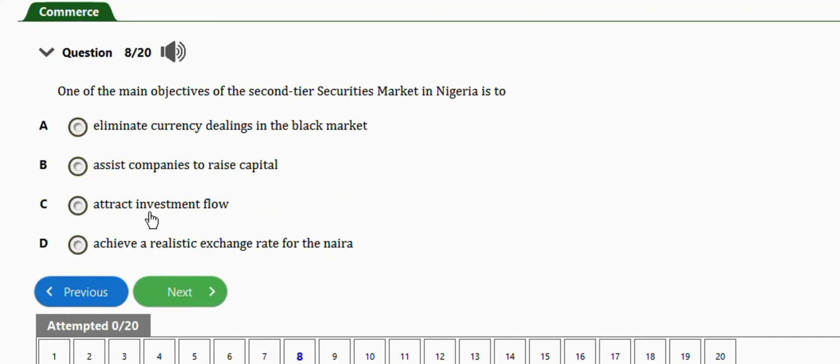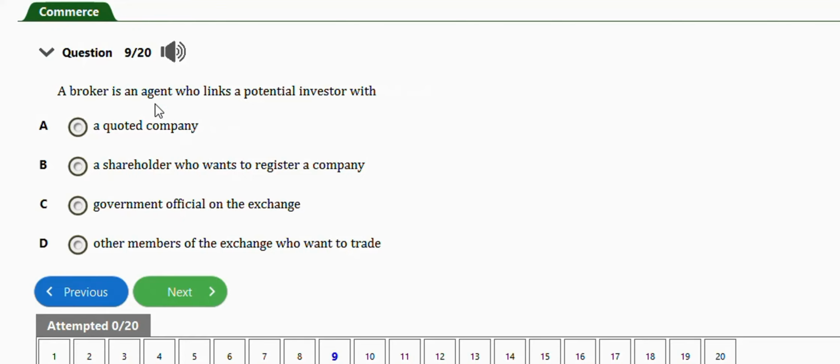Next question. One of the main objectives of the second tier security market in Nigeria is to eliminate currency dealing in the black market, assist companies to raise capital, attract investment flow, achieve a realistic exchange rate for the naira. The right answer is option B, to assist companies to raise capital. Very important. Next question. A broker is an agent who links a potential investor with a quoted company, a shareholder who wants to register a company, a government official on the exchange, other members of the exchange who want to trade. The right answer is option D, other members of the exchange who want to trade.